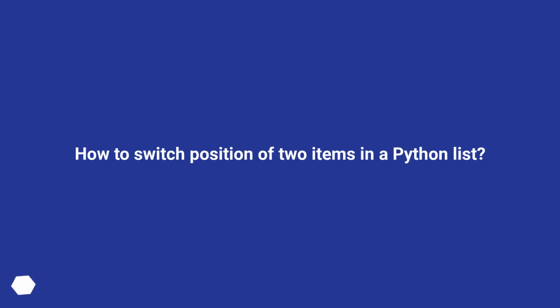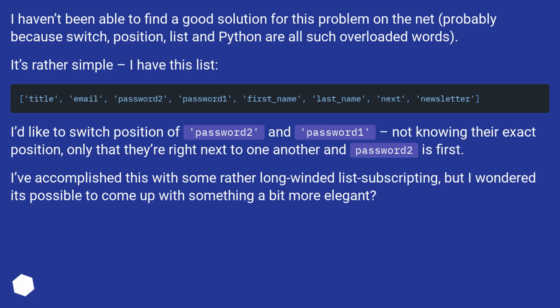How to switch position of two items in a Python list. I haven't been able to find a good solution for this problem on the net, probably because switch, position, list and Python are all such overloaded words.